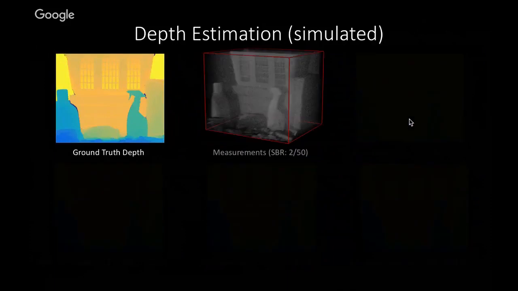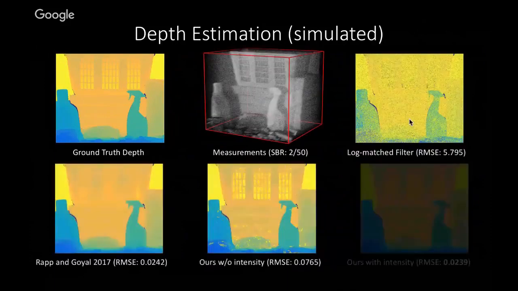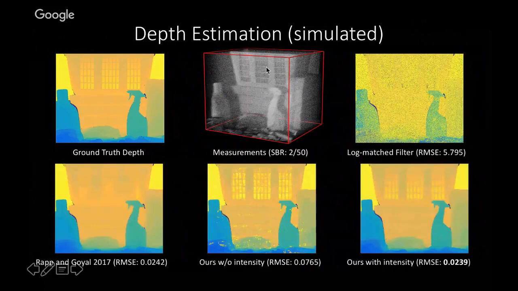Here's another example of a scene that we've simulated. So we simulated again the measurements, and there are around 2 signal photons arriving per pixel on average and about 50 ambient photons. Your log match filter, again, doesn't do so well because it's not taking advantage of spatial information here. Rapp and Goyal uses information across spatial regions within this image in order to help improve the denoising procedure. But the result is that you end up smoothing areas where there should be depth discontinuities. So for example, the windows in the background here should have a different value than the windows in the foreground here.